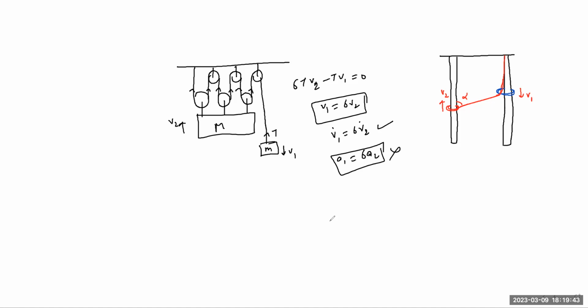Sure, along the string the velocity should be the same, right? So the string here is fixed. But the part which is taut, the entire part is taut.